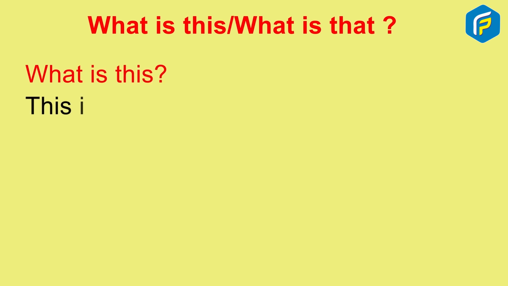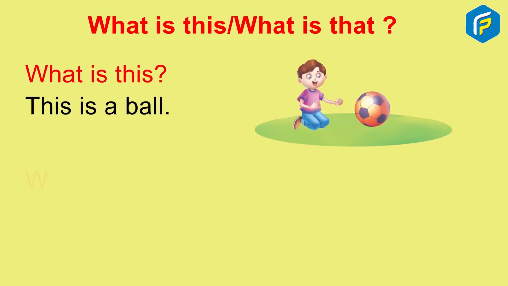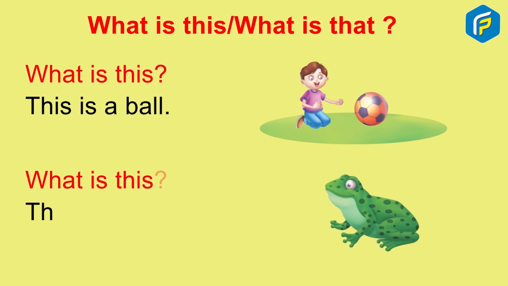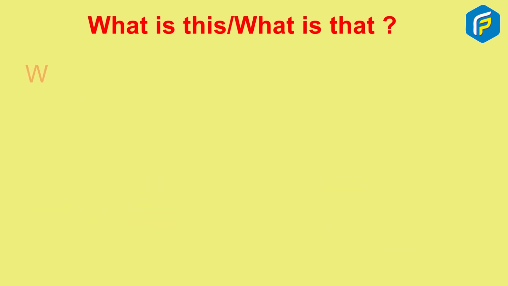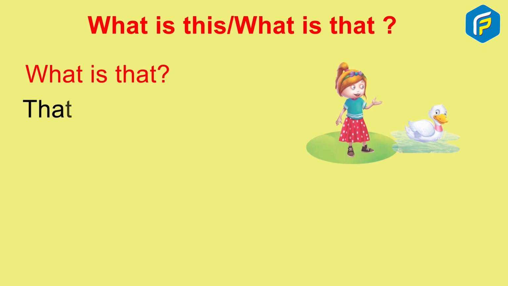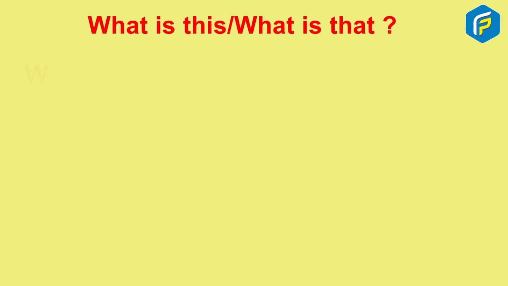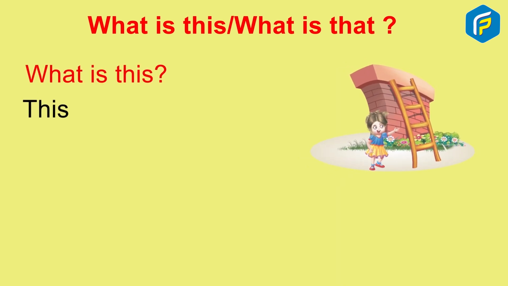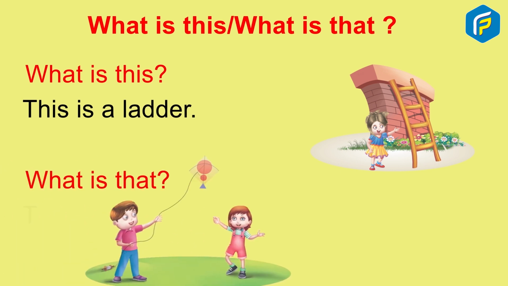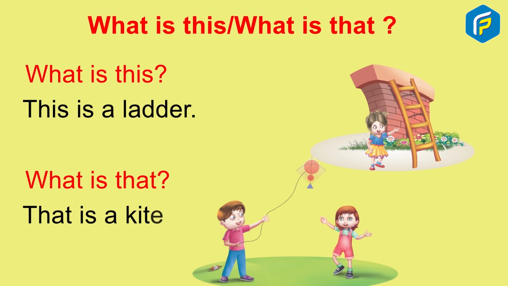What is this? What is that? What is this? This is a ball. What is this? This is a frog. What is that? That is a duck. What is that? That is the moon. What is this? This is a ladder. What is that? That is a kite.